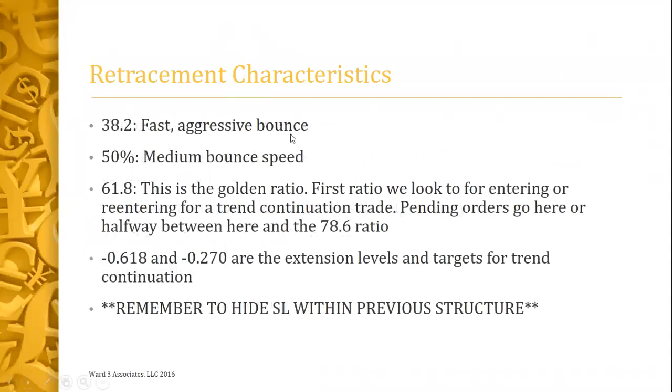All right. So if the market retraces and finds support or resistance at a 382 retracement, that next move, that next impulse is going to be very fast and very aggressive. If it retraces to the 50%, that next move is going to be a medium. Okay, it's not going to be as fast as this one, but it's going to be pretty quick. If it gets to the 618, our golden ratio, then it's going to be a moderate move. It's going to take some more time. It's slower basically than the 382 and the 50%, and so on.